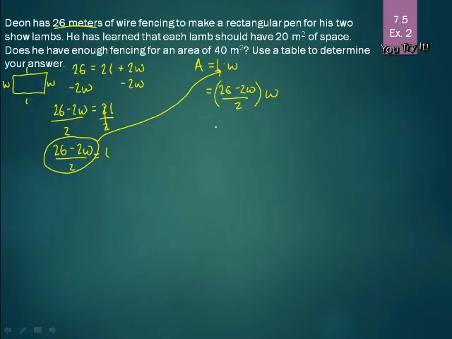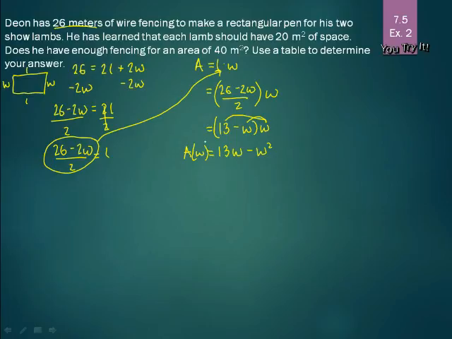Simplifying this out, 26 divided by 2 is just 13. 2W divided by 2 is just W, so that would be 13 minus W times W. Then we could distribute, so 13 times W is 13W, and negative W times W is negative W squared. This would be a function now, since we have it all in one variable with a quadratic, so A of W equals 13W minus W squared.